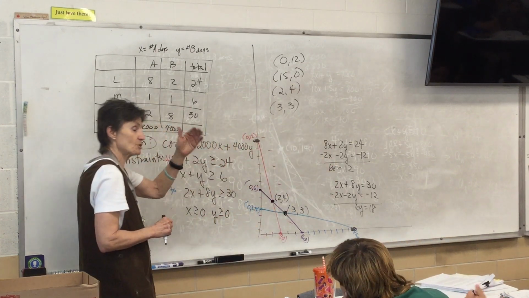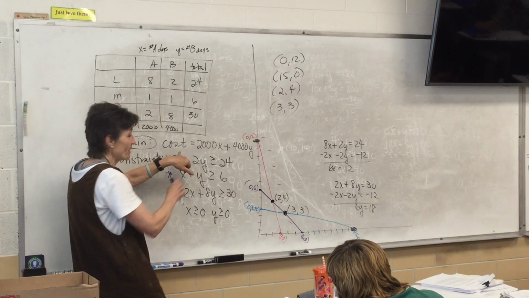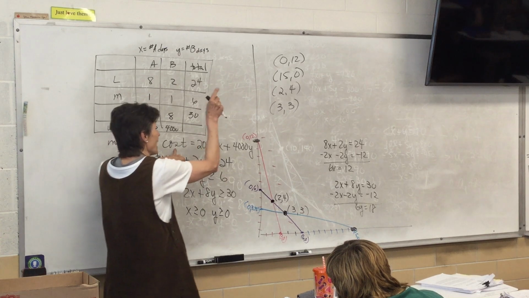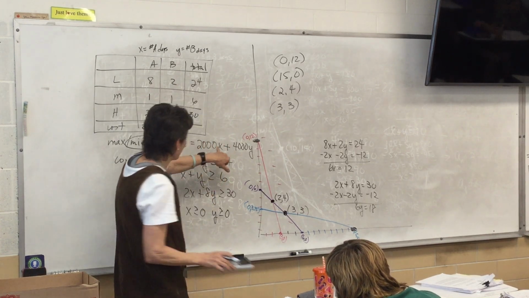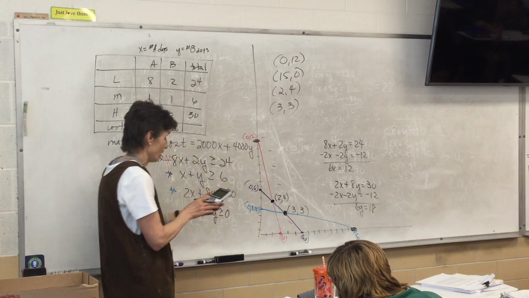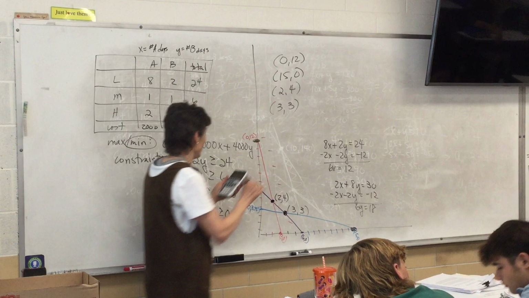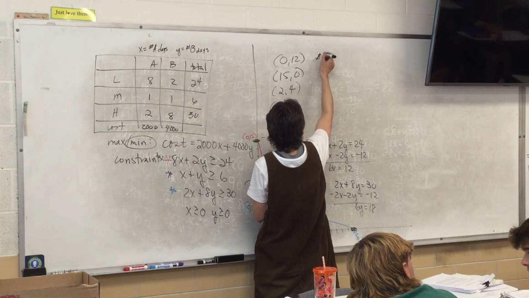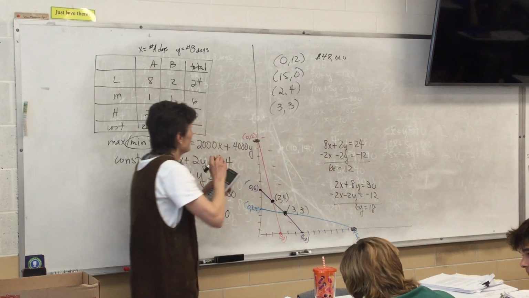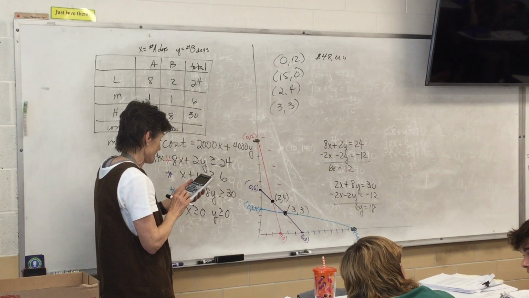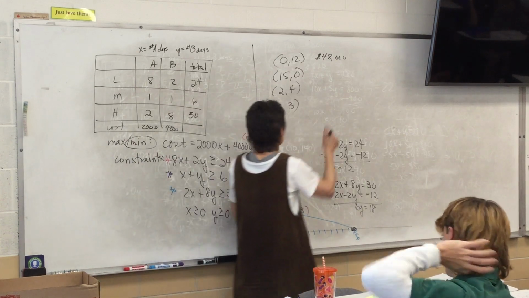Last step is to do what then? Figure out which one's the best. Figure out the cost at each of those points. So at 0, 12, that would be 4,000 times 12, which is 48,000. And then 15, oh, I think I know that one, would be 30,000.